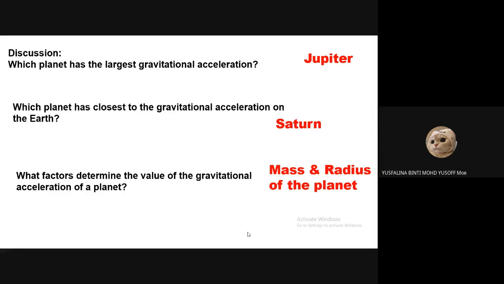What factors determine the value of the gravitational force? For this one, you just see the formula. g is G m1 over r square, so the mass and the radius. These are the factors that determine the value of the gravitational acceleration of the planet.